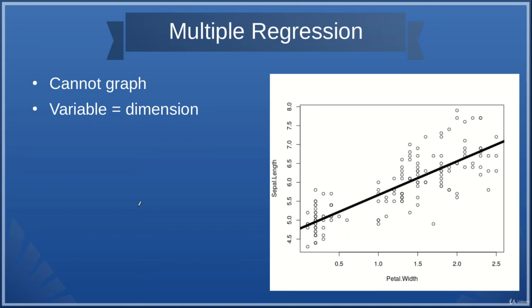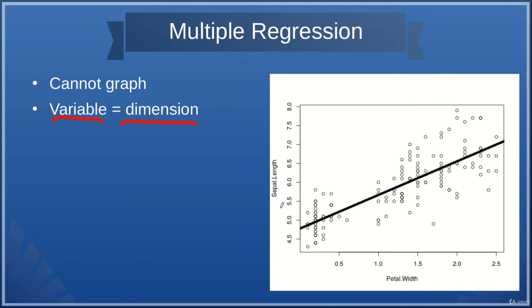Now, one common problem with multiple regression is that every variable, as you can see here, is a dimension. And once you get beyond 2 dimensions, it gets pretty difficult to start seeing things. So you cannot graph multiple regression results as they are. You have to make some small adjustments in order to do that. And I'm going to show you how that works.